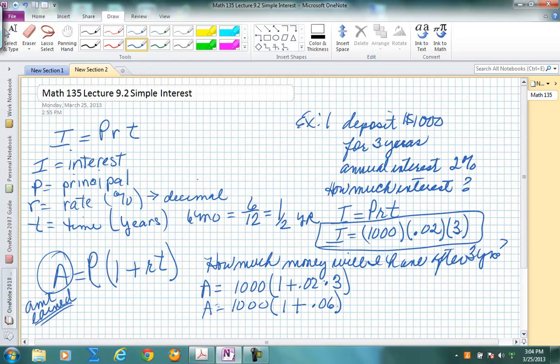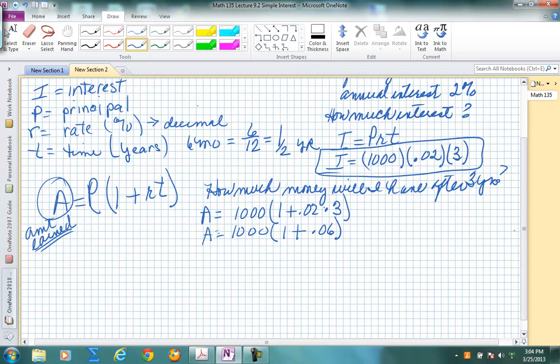Still working within the parentheses, I have to add. So I have 1,000 times 1 and 6 hundredths. Multiplying by 1,000 moves the decimal right 3 places. So I would have $1,060 at the end of the 3-year period of time.